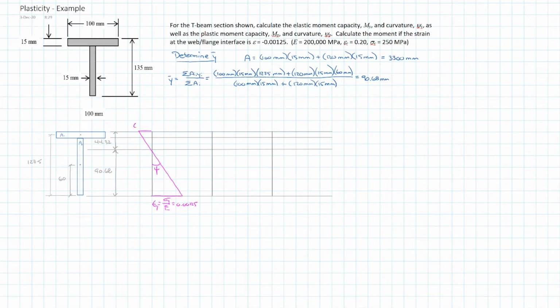So we can determine what the strain at the top is just by using similar triangles. That would be the ratio of the distances from the neutral axis, or 44.32 millimeters, divided by 90.68 millimeters, multiplied by the strain at the bottom, which is 0.00125. And that gives us a value there of 0.000611.